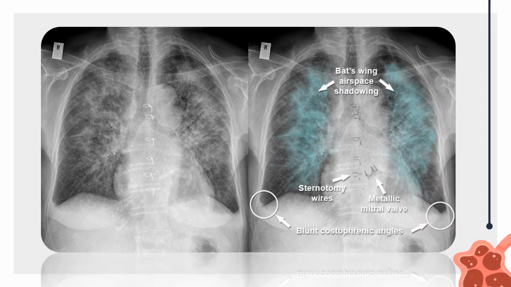In this chest X-ray, we have some clinical findings related to cardiogenic pulmonary edema. First of all, we have a bat wing pattern, which is due to acute pulmonary edema. The size of the heart also increases, and blunting of costophrenic angles is due to pleural effusion.